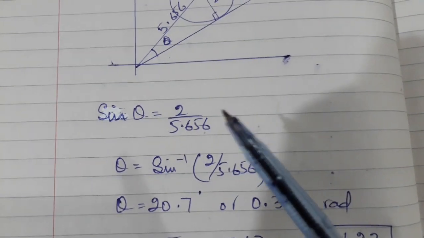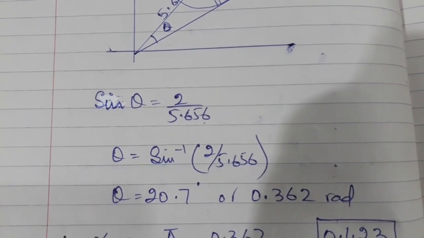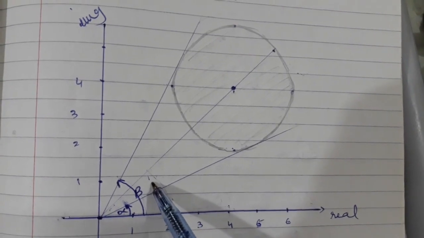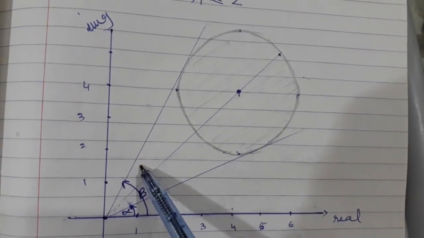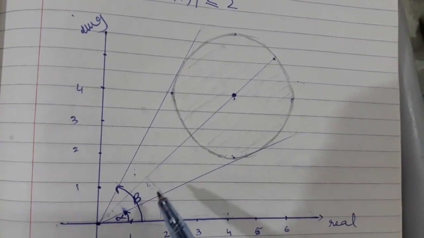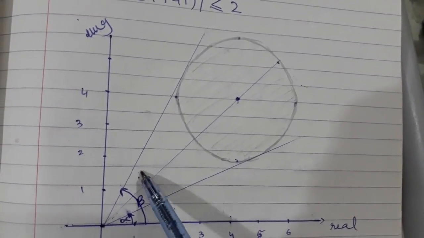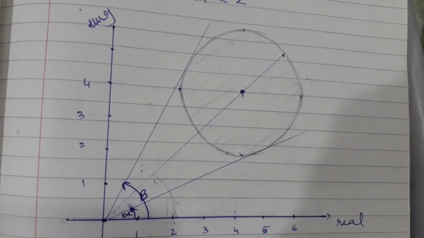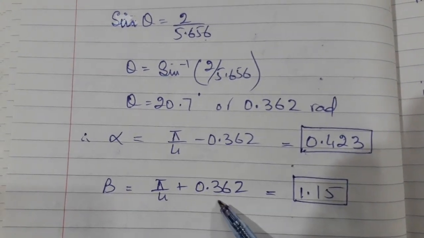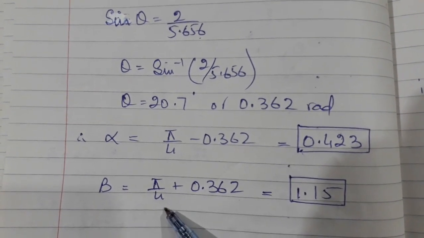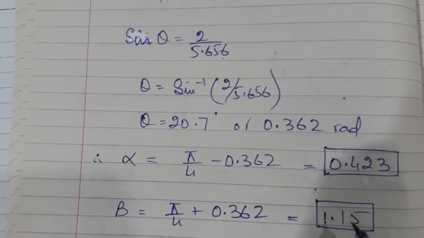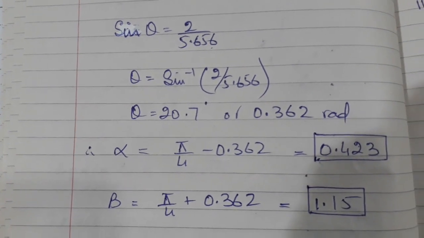Now beta was, let me show you the same picture again, this whole thing. Now we know this angle, and it is the same on this side. I'm repeating, we have just found this angle and it is the same. So in pi by 4, I will just add this angle to get beta. That's why I am adding 0.362 to pi by 4 to get beta. So now I have my alpha value, I have my beta value, and p and q I have already found.